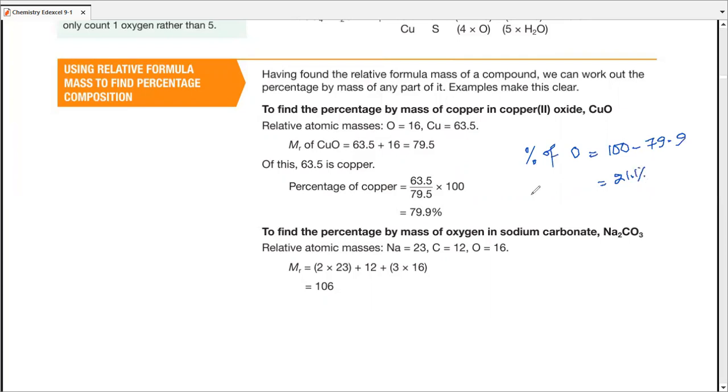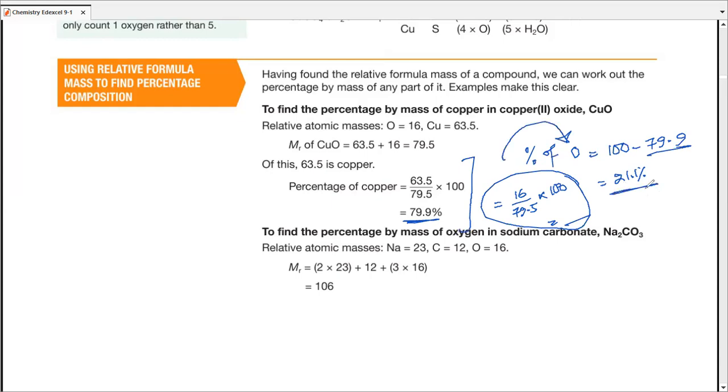Or you can go with the formula for oxygen. It's really simple. You can divide 16 by 79.5, multiply by 100. Either way you can do it correctly. Now, this method ensures that you get the exact answer because the subtraction method depends upon the answer from this one. If you made a mistake over here, obviously you're going to make a mistake over here too. So it's better to calculate every percentage separately rather than just subtracting it from 100. So that's another good way that we didn't discuss on the previous day.